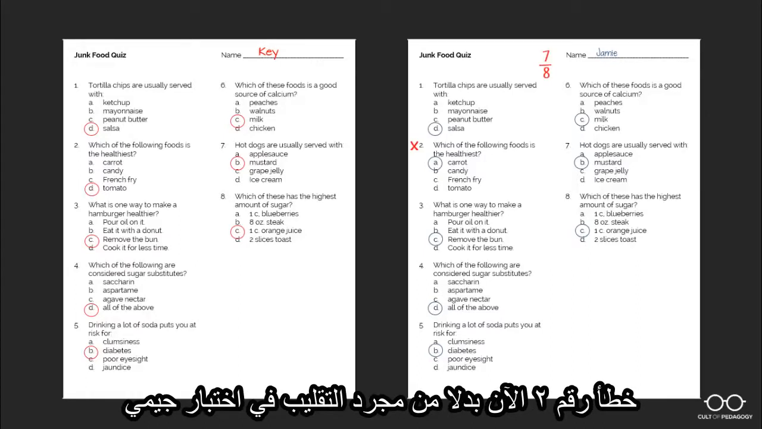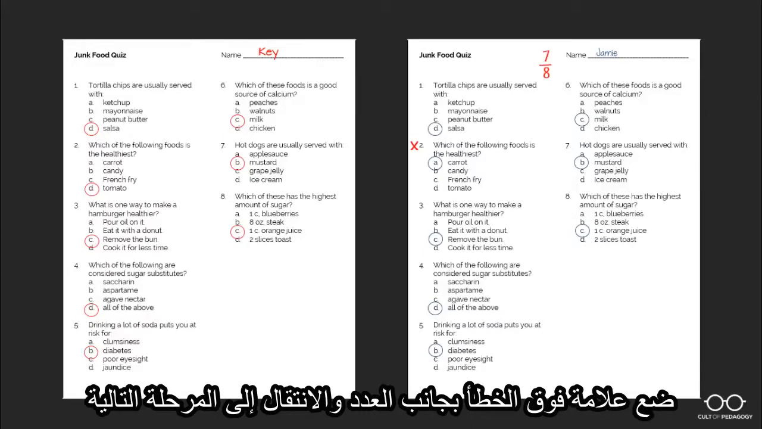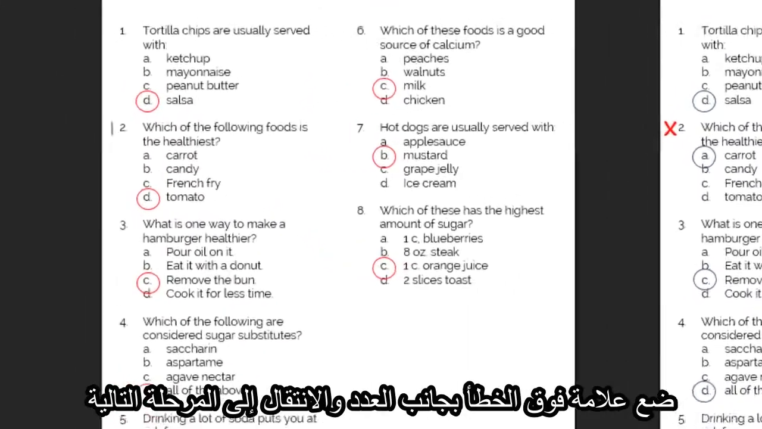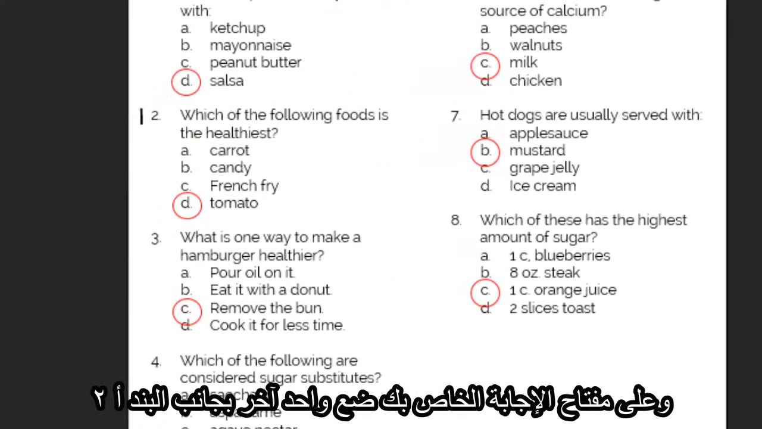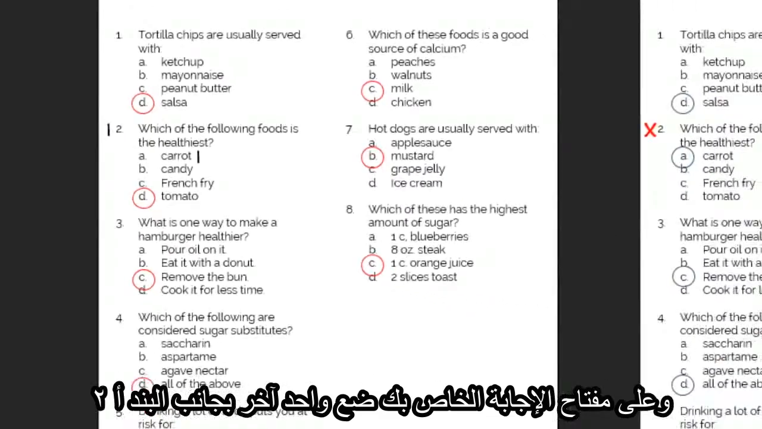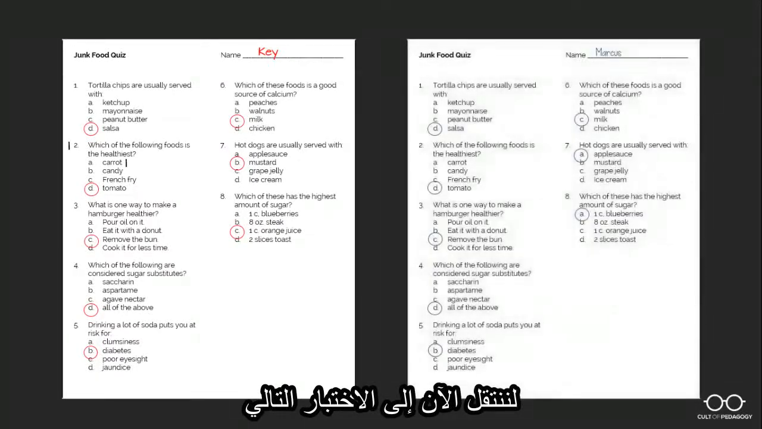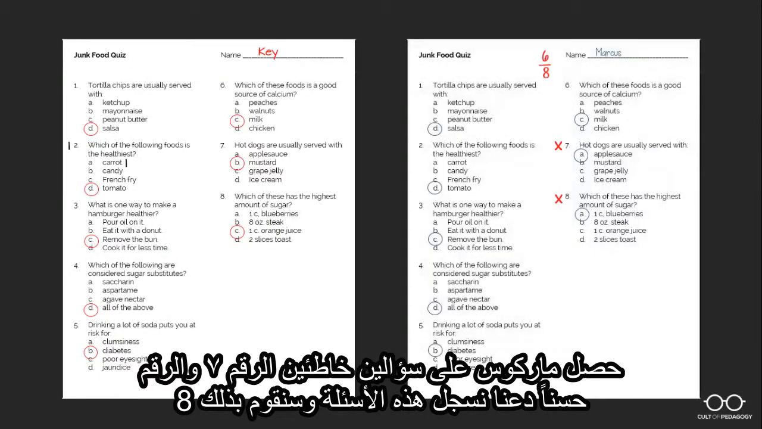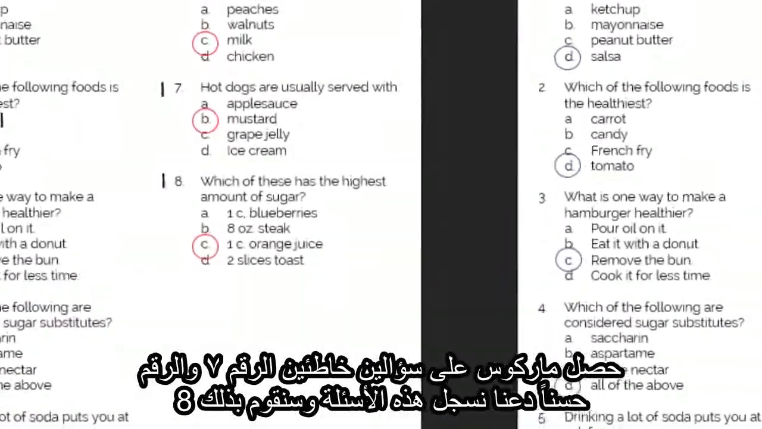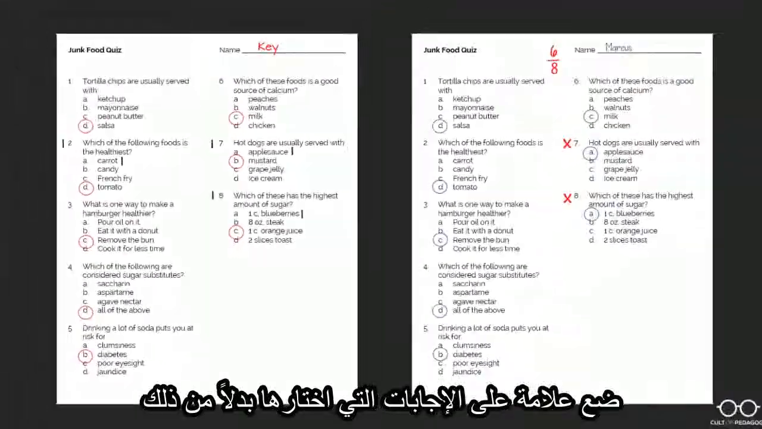Now, instead of just flipping Jamie's test over and moving on to the next one, just go ahead and put a tally mark next to number 2 on your answer key, and put another one next to item A, the one Jamie chose incorrectly. Now let's move on to the next quiz. Marcus got 2 questions wrong, number 7 and number 8. Okay, let's record those, and we'll mark down the answers he chose instead.